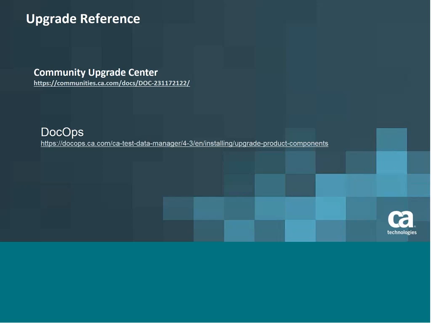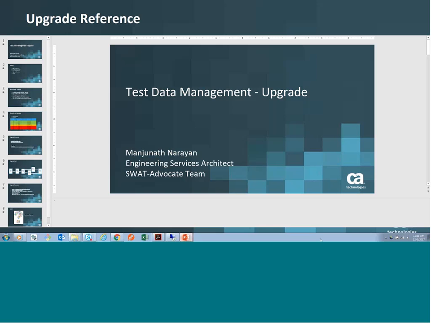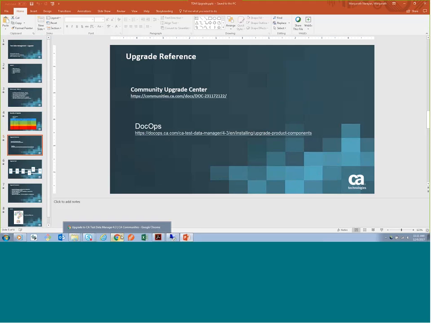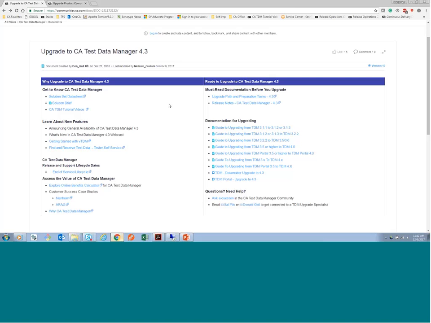For reference, we have an upgrade center where we publish all the documents. This is the upgrade center, and it is changing, but at this point of time, this is live. You can go to this place. You get a lot of information about 4.3, about the release notes. You have tutorial videos, everything about 4.3, and you can download the upgrade documents here.